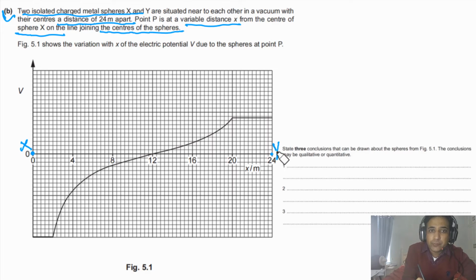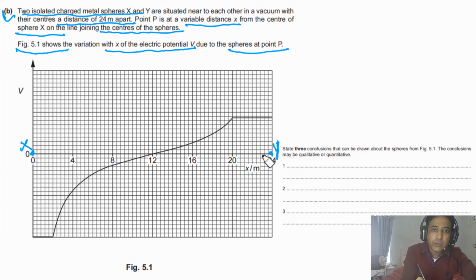This is the first thing you can find out, because the distance is changing from the center of the sphere. So it means that at the center of sphere X, x is equal to 0. This is how you can figure out. So this is X and this is the center of sphere Y. Figure 5.1 shows the variation with x of the electric potential due to the spheres at point P. So this is the net potential. This curve is representing the net potential.